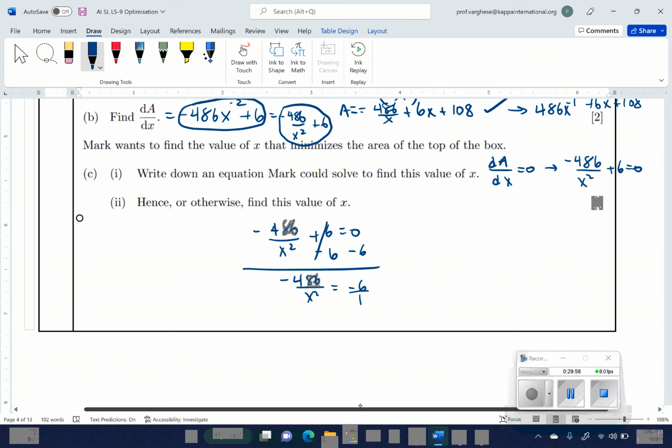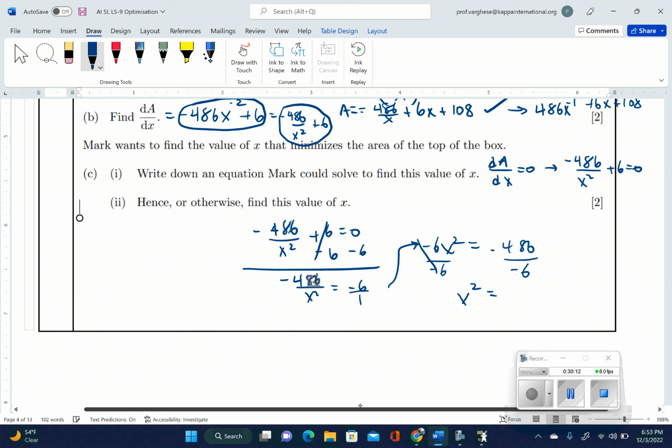Negative 6 times x squared is negative 6x squared. Negative 486 times 1 is negative 486. So divide both sides by negative 6. And you're going to get x squared is equal to 81.